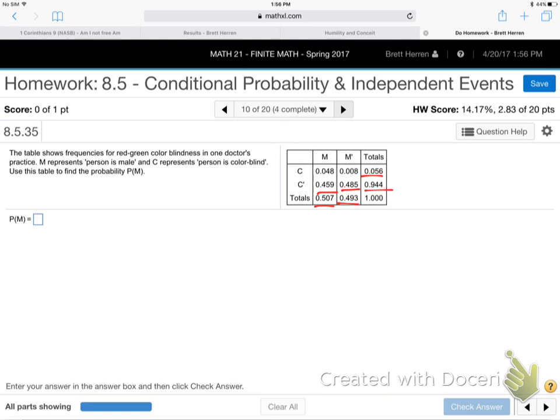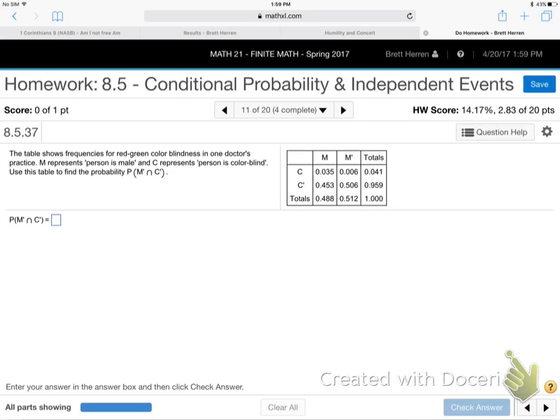All right, let's put it all together now. The table shows, so what's the P of M? Total number of males. Yeah, so that would be the 0.507. Just like that. We good? So far so good. They're going to get more tricky. Make sure we're reading the tables. Okay, see if you can get that one.